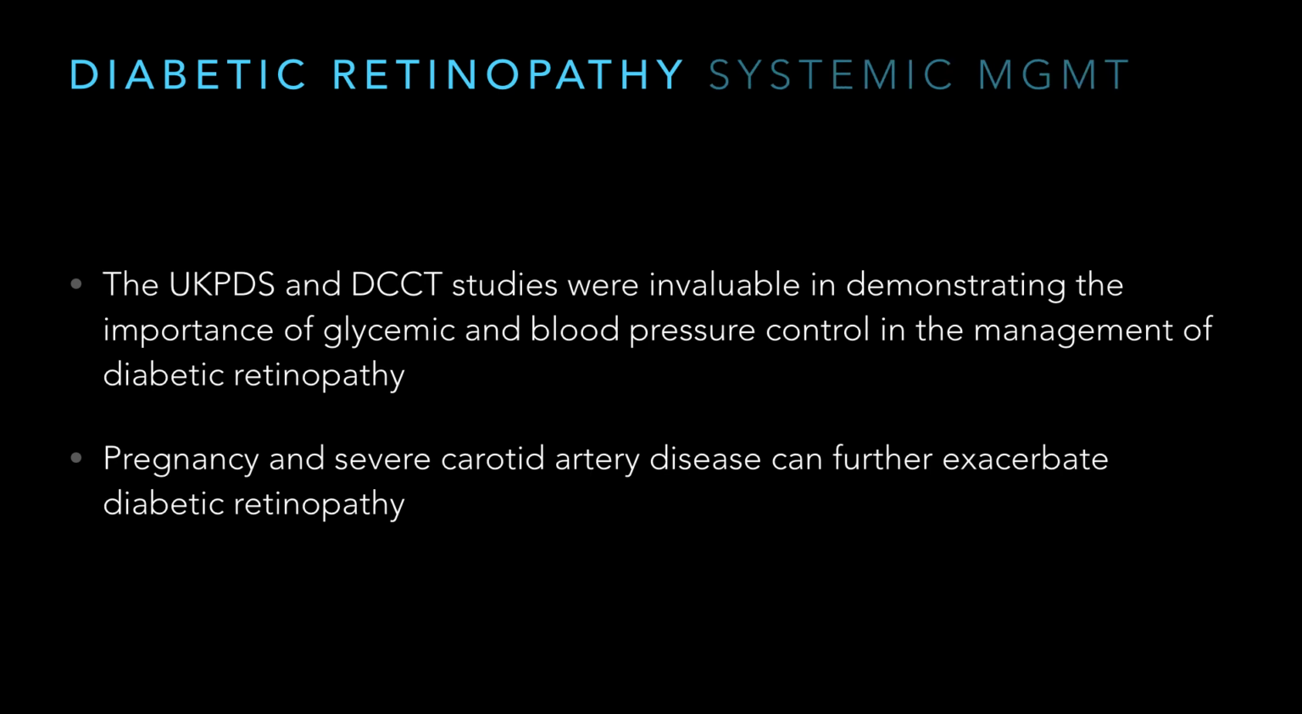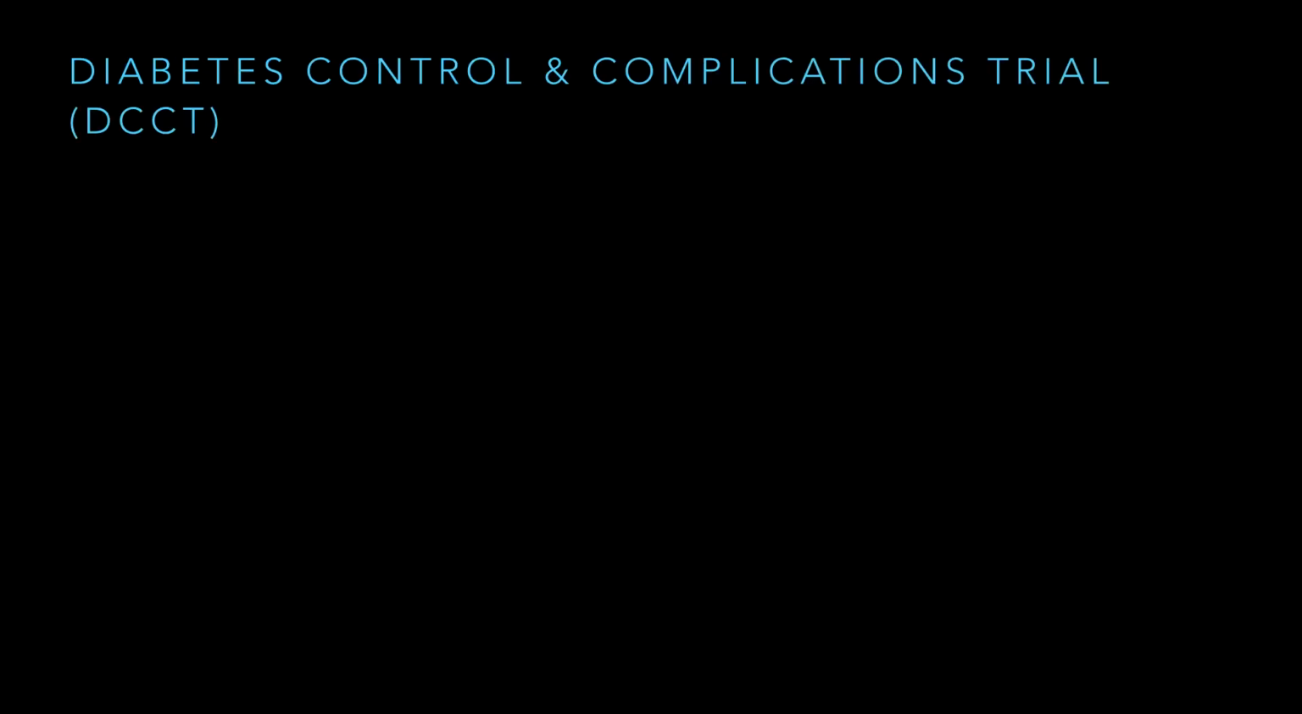But anyway, okay, so we're about to get into a couple more studies here. UKPDS and the Diabetes Control and Complications Trial. Studies were invaluable. They basically showed, okay, glycemic control really is important, and blood pressure control is important. Things that seem so obvious to us now weren't so much back then. And then pregnancy and severe carotid artery disease can certainly make diabetic retinopathy worse.